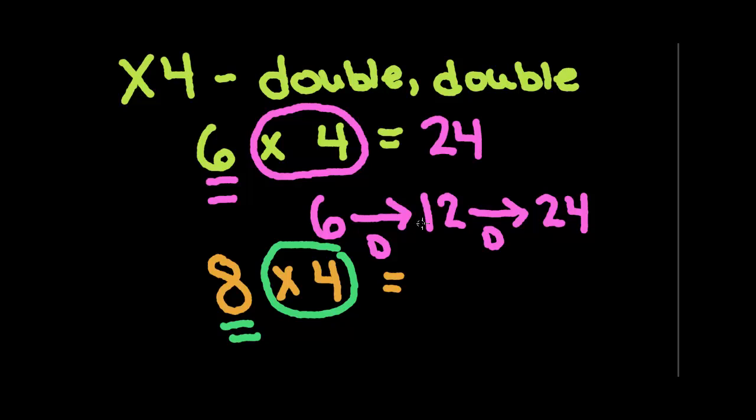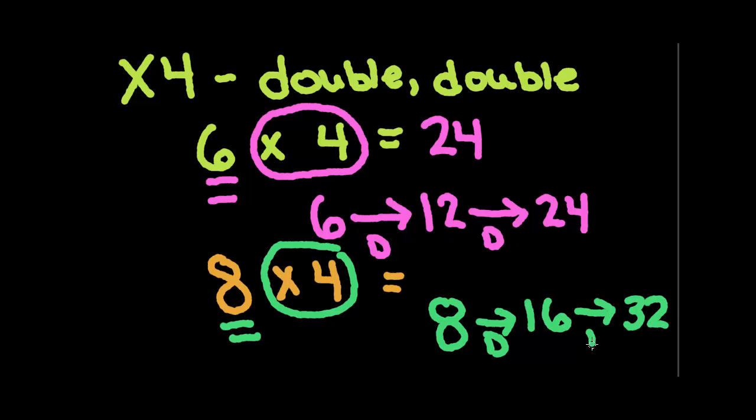2 and 2 is 4, 4 and 4 is 8, 8 and 8 is 16, 16 and 16 is 32.